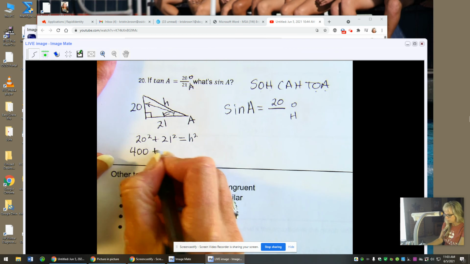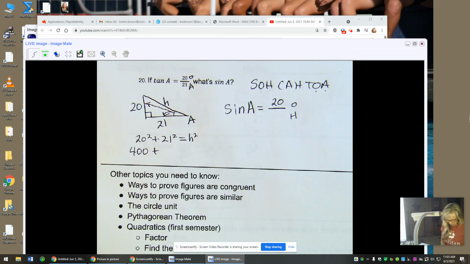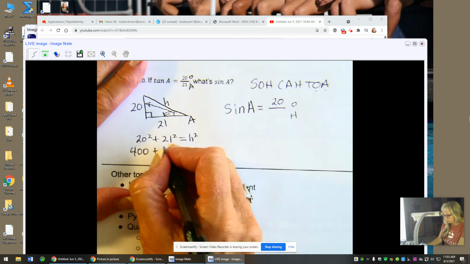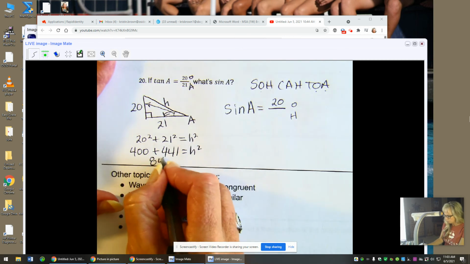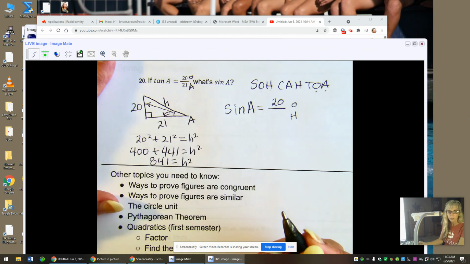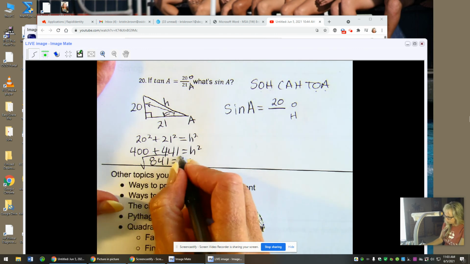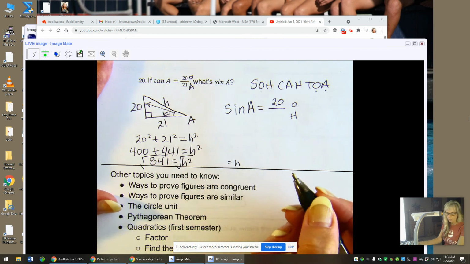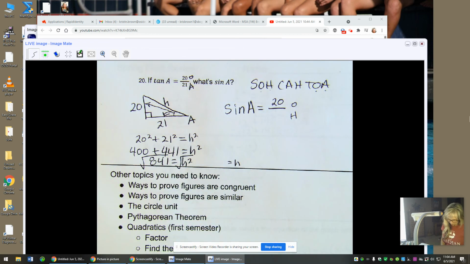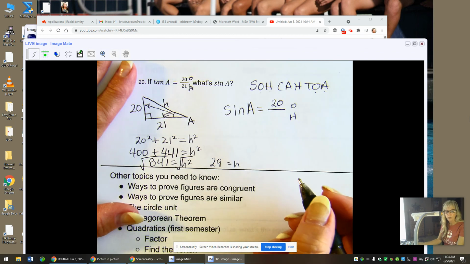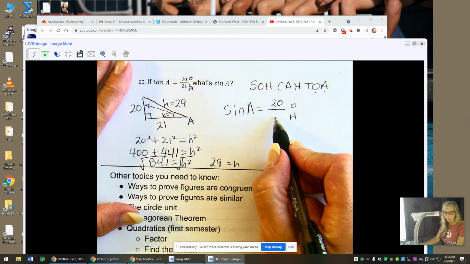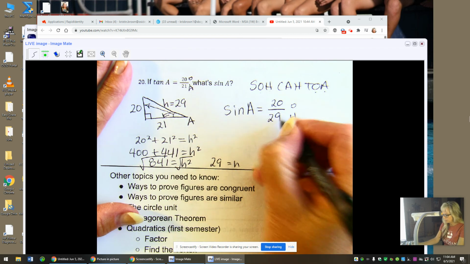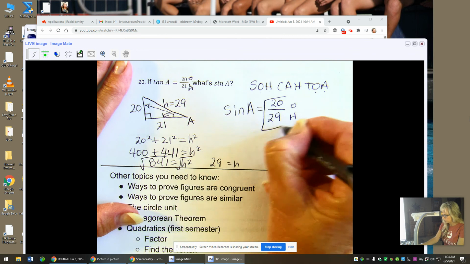We get 400 plus 441, 21 squared. 841 equals the hypotenuse squared. And then when we take the square root, the hypotenuse is 29. Square root of 841, yep, is 29. So we found that hypotenuse, and that's what we needed to finish off our ratio here, 29. So the sine of A is 20 over 29.